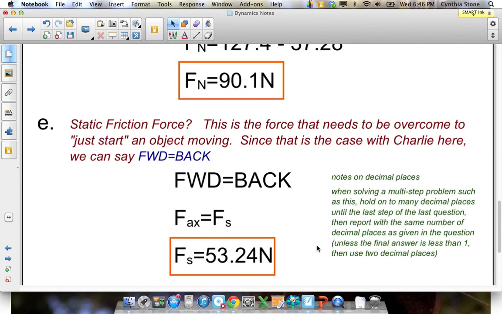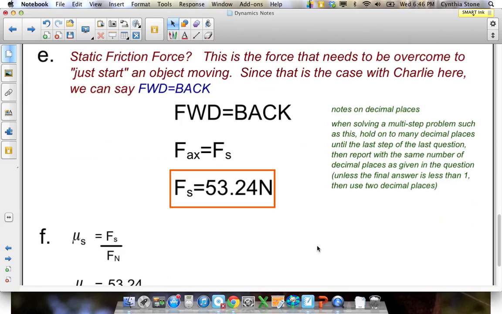Pause if you need to, of course. Static friction force, the same idea. If you're looking at just enough to get started, your static friction, you can use forward equals back. Okay? And again, we did this last year, so FAX equals FS, so FS is the 53. Well, here's my little note. You don't have to write this stuff out. Don't write anything out if you don't think you need it. This is just a little thing.